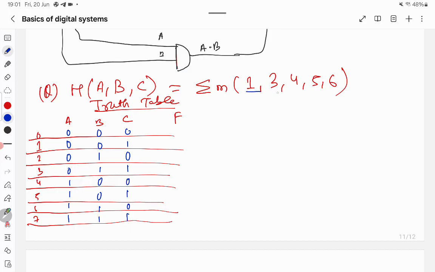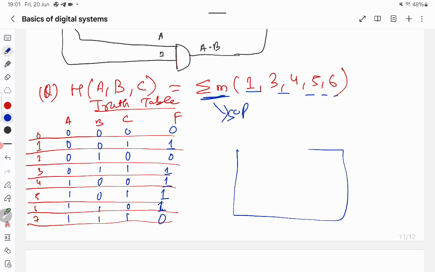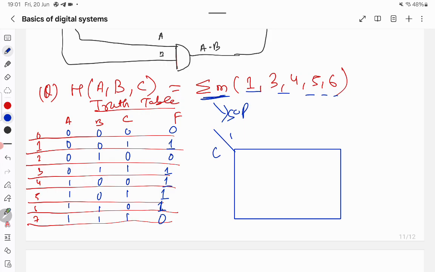So at these places the output will be 1 because it is in minimum SOP form. So in SOP form we take only ones. So this one will be 0, this one will be 1, 0, 1, this one will be 1, at 5th place it is 1, at 6th place it is 1, at 7th place it is 0. So you can draw like this also. C I will give here, A and B I will give here.